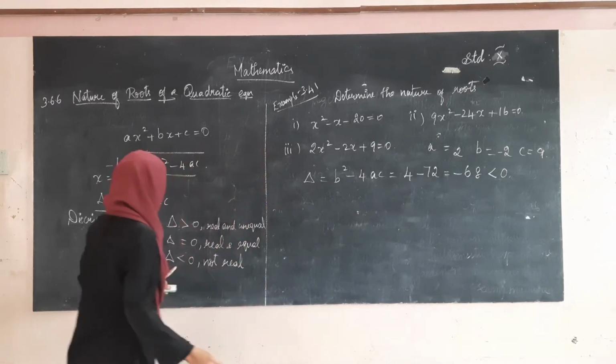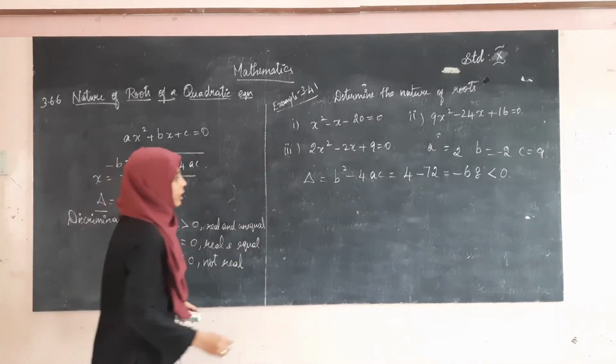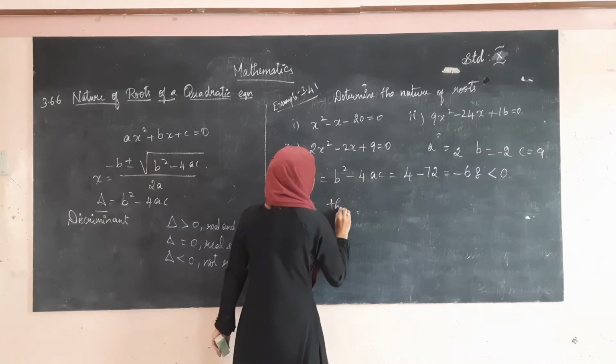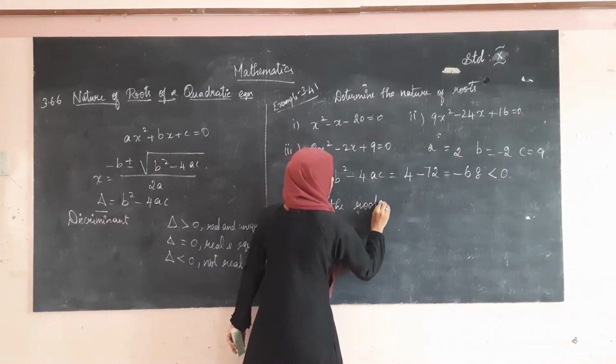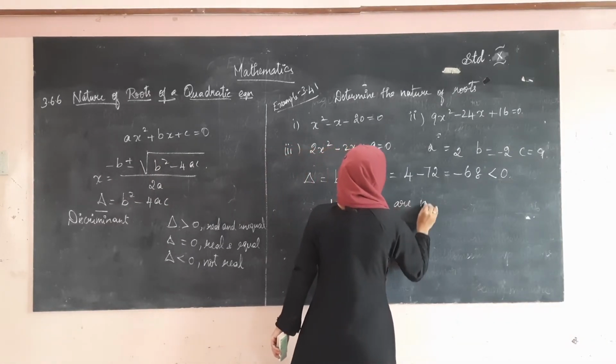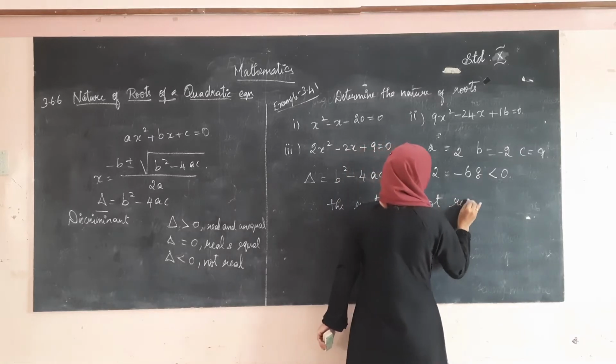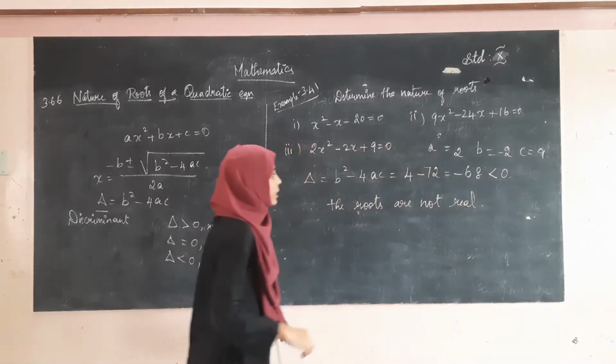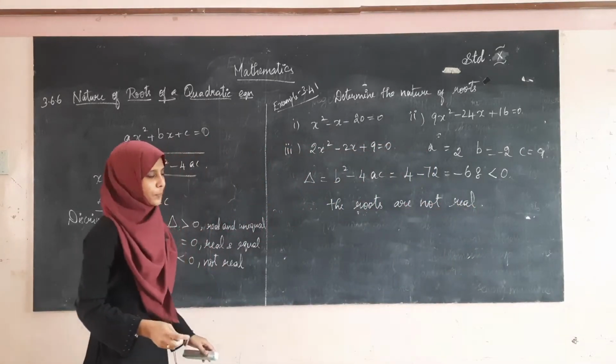If the del's value is less than 0, the roots are not real. Therefore, the roots are not real. You have to mention this. The roots are not real.